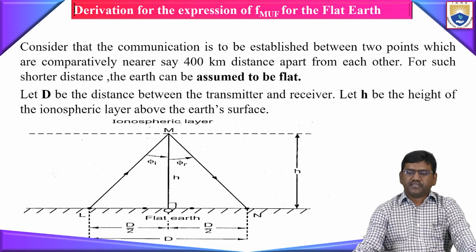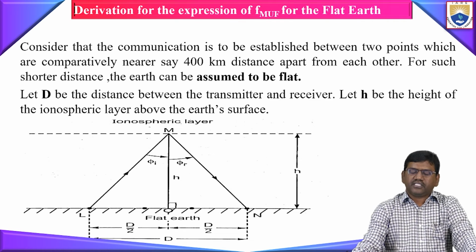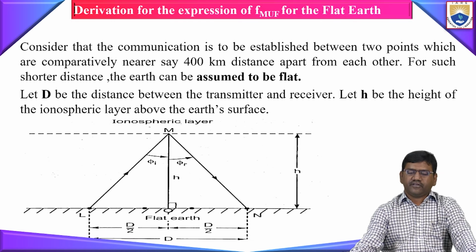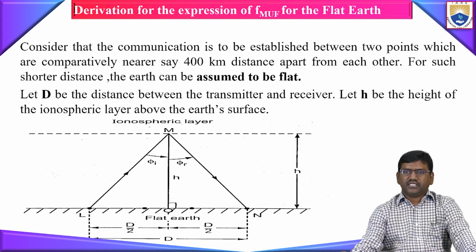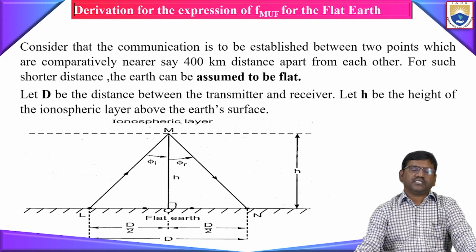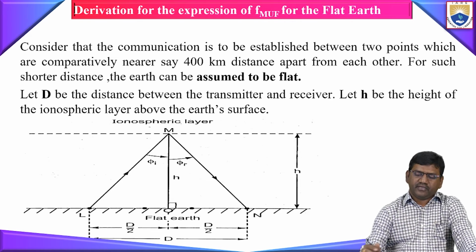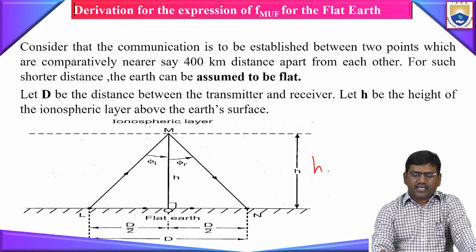Now let us derive an expression, the MUF equation for the flat earth. So let us find out the maximum usable frequency for flat earth. Let us assume the distance between the transmitting antenna and the receiving antenna is 400 kilometers. At a far distance, we are going to assume the earth is not curved, so the earth is assumed to be flat. Let capital D be the distance between the transmitting antenna and the receiving antenna, and h is the height of the layer. We are denoting it as h here.